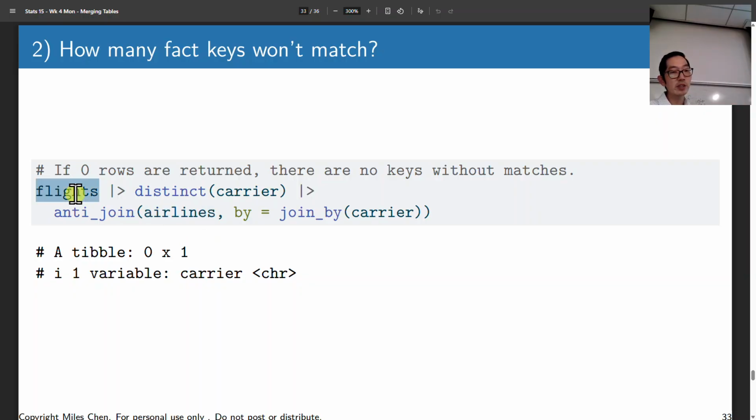Okay, so here we're going to say, take flights, take that carrier column, okay? So just look at the distinct unique carriers there, and is there anything over here that doesn't exist over here, right? If you have nothing, if you have 0, that means everything in the flights table, at least for this carrier column, has a match in the airlines table. So that's a good sign, right? If you have things that aren't matching, it'll say, hey, these things don't have matches, okay?